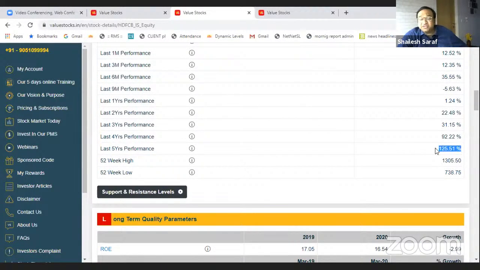So 5 year में it is 125%. Now banks are not doing well, but still HDFC Bank is giving higher returns in 5 years. So 5 year में everything averages out. एक दिन, 2 दिन, 3 महीना देखना, it's a very short period. So quality will always give you higher returns. Okay, so whenever we have said quality and strong buy, it becomes a great stock to buy.